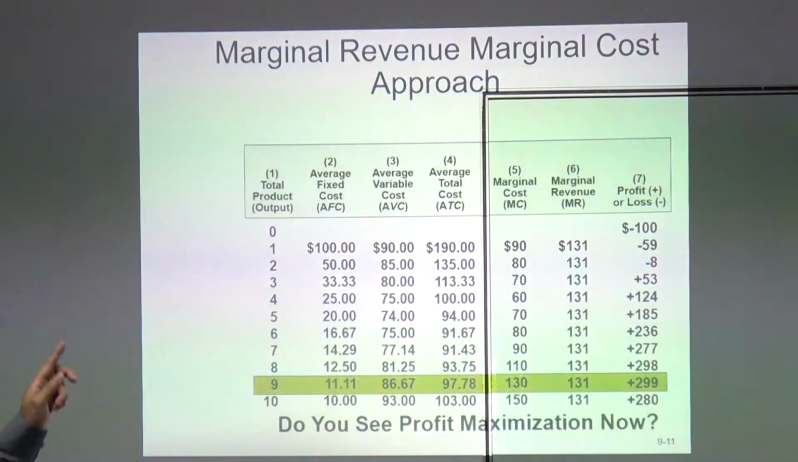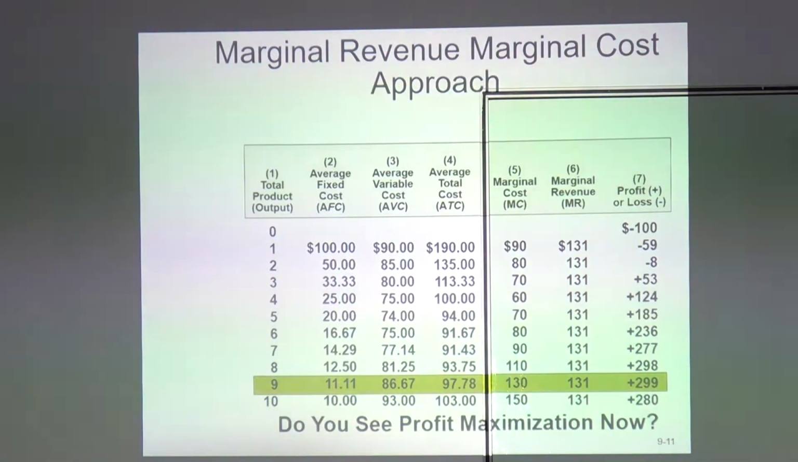Now, should we produce the second unit of output and sell it in the market? So the marginal revenue, or the additional revenue by producing and selling that second unit, will be 131 as well. But the additional cost is only $80. So by producing the second unit, you incur an additional cost of $80. But you are able to sell it for 131. The difference will be added to your existing profits.